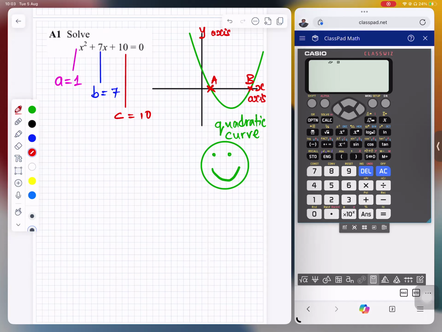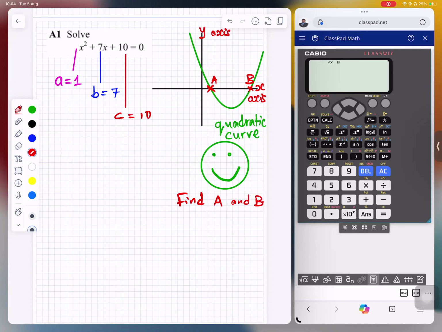So when you solve a quadratic equation, you're looking for point A and point B. So solving the equation is to find A and B. That's all we're doing, and the calculator will do it for you. Find the x values for A and B. Now, how do we do it on the calculator?